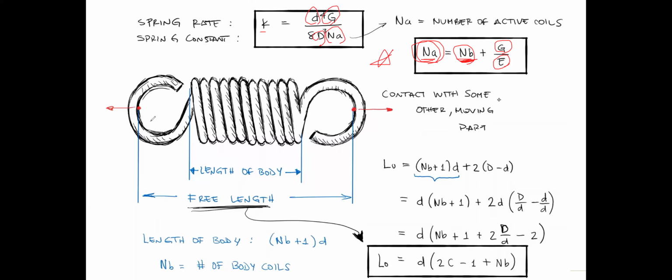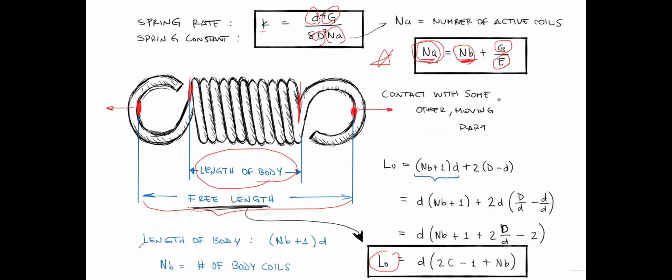For the free length, it's from the hook, the end of this inner ring, right? The distance between the two ends of this inner ring. We call this the free length, L naught. Then let's calculate from the first coil to the end. We define it as the body length.